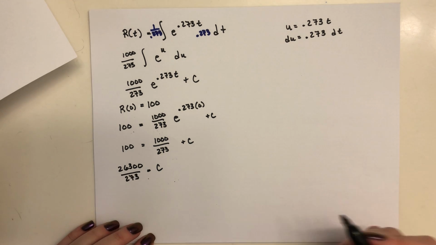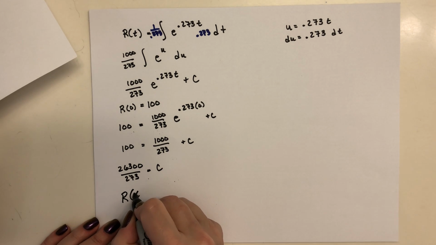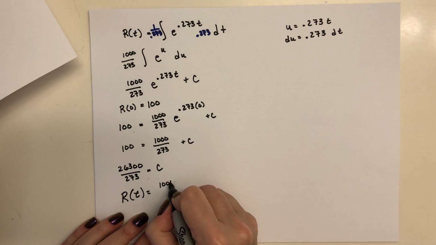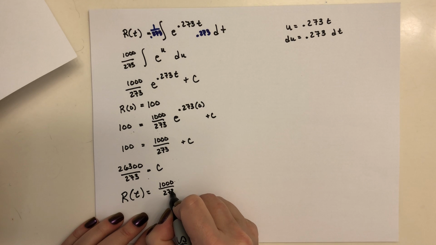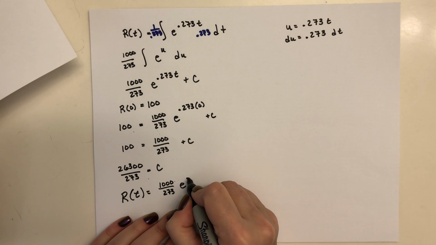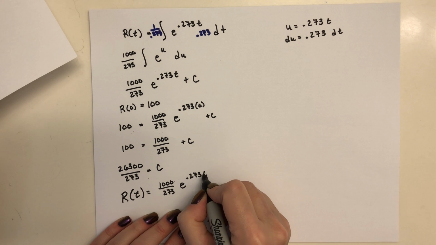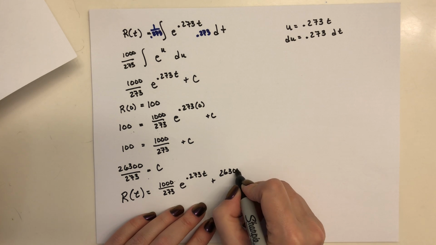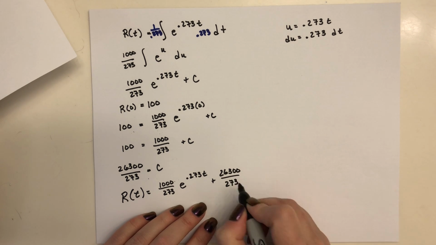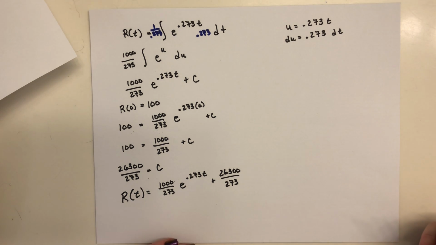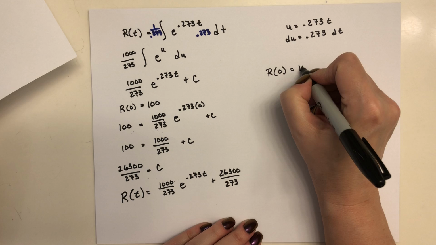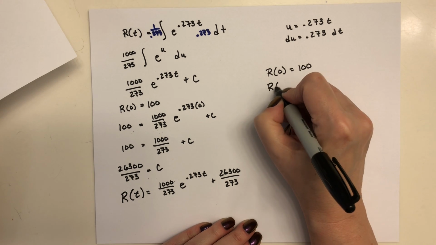That means that my function r of t, all integrated, would be 1000 over 273 e to the 0.273t power plus 26300 over 273. In order to solve this problem, I need to know two different things. I need to know what the value of my function is at time 0 and what it is at time 20. So I have r of 0, that's given in the original problem. Now I just need to find r of 20.